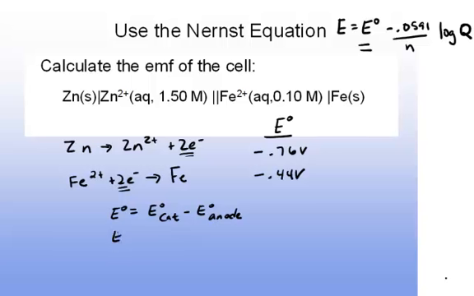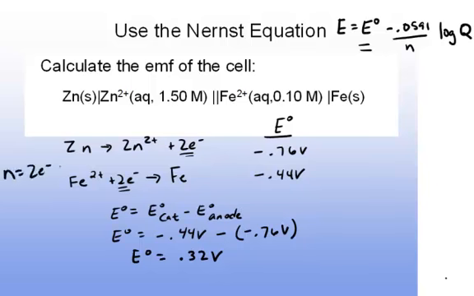So at the cathode, the reduction reaction is negative 0.44 volts, minus the reduction potential for the anode, which is negative 0.76 volts, which is going to be the same as plus 0.76 volts. So the standard cell potential here is equal to 0.32 volts. Okay, so we have the standard potential and we have the N. In this case, N is equal to 2 electrons.